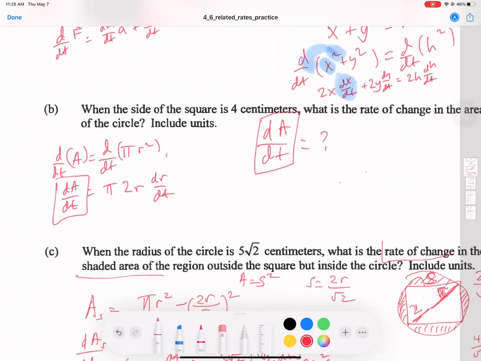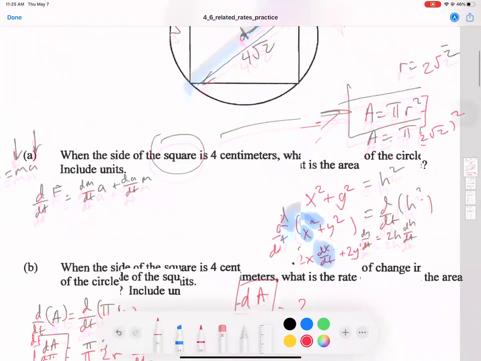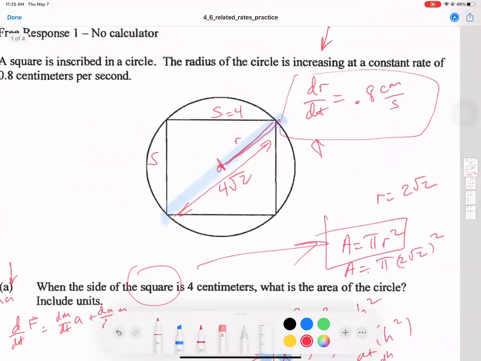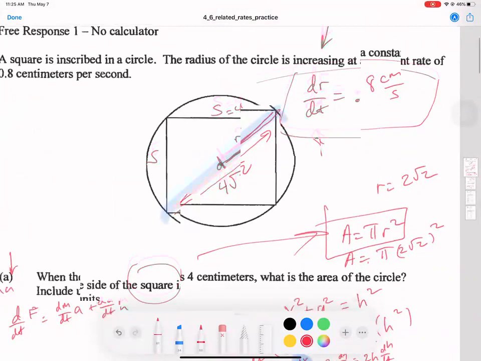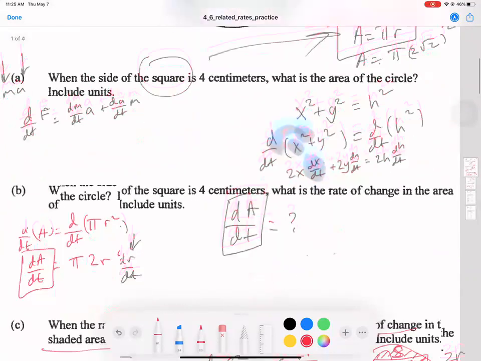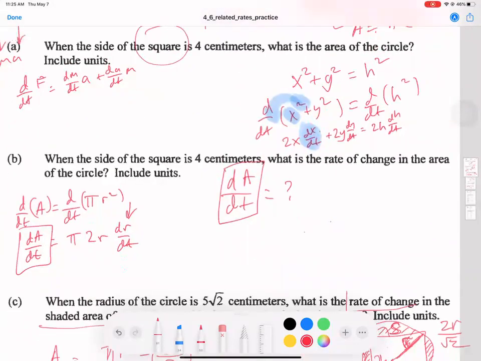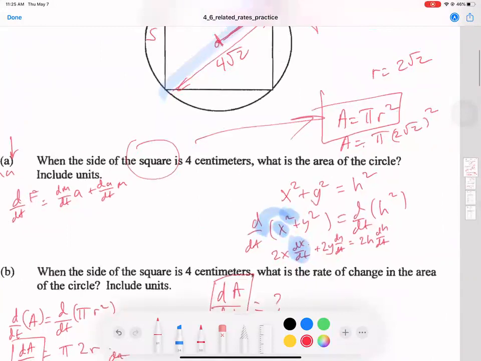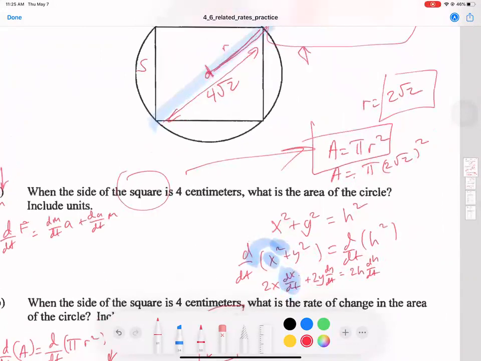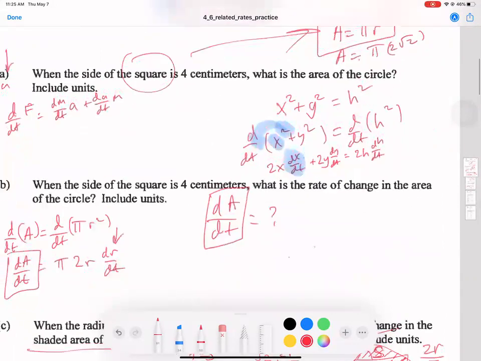Did they tell us what dr/dt was? Well, did they tell us what dr/dt was? They did. Did they tell us what the radius was? No. But in our last question, we did find out what the radius was. So all we do is just plug in those values.